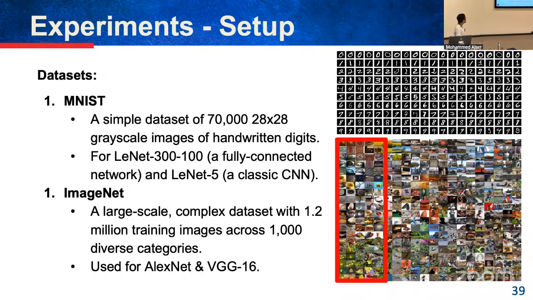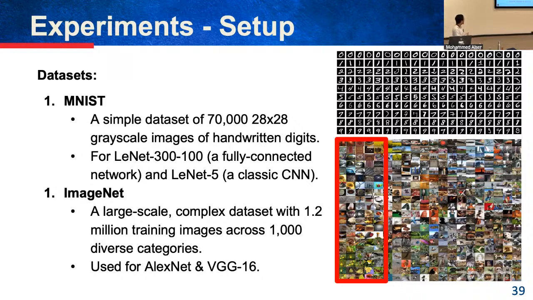So this is what the dataset looks like. For those of you who do not know the MNIST dataset, this is the hello world of computer vision. It contains grayscale images of handwritten digits from 0 to 9. And this MNIST dataset was used on the smaller models, LeNet-300, which is a fully connected network, and LeNet-5, which is a classical CNN.